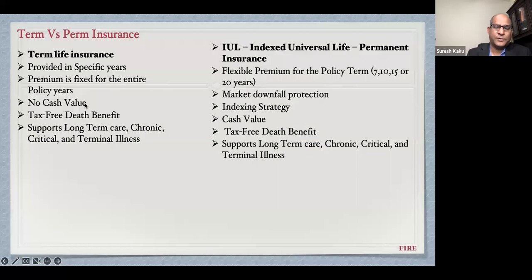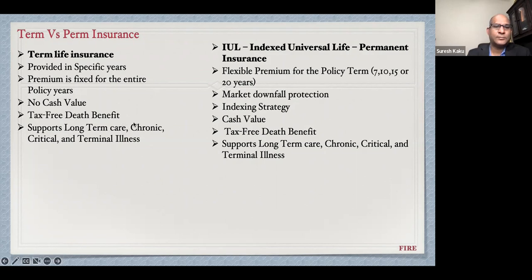But in term insurance, it does not have any cash value, which means if you want to get any money out of the policy, you cannot. But the entire death benefit is tax-free. Let's say if you do a $1 million policy, or like in the above example, about 1.2 million, then if something happens to that person, the entire 1.2 million is tax-free.